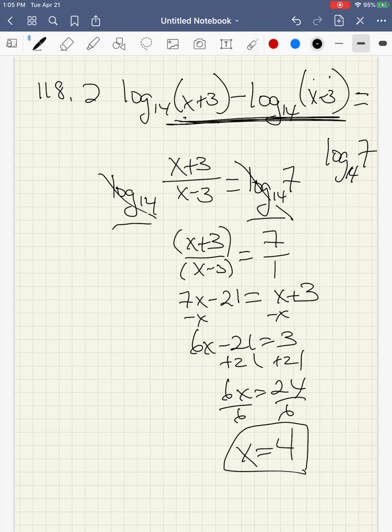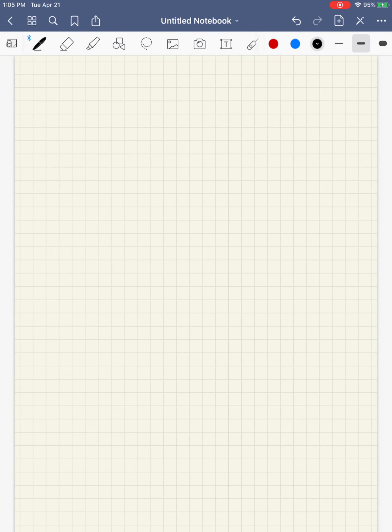All right, so see, logarithms are not as bad as what everybody cracks them up to be. They're really not bad at all. All right, one more. This is on page 481. This one has 3 times the logarithm. What does that mean?